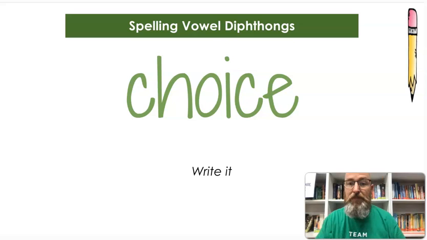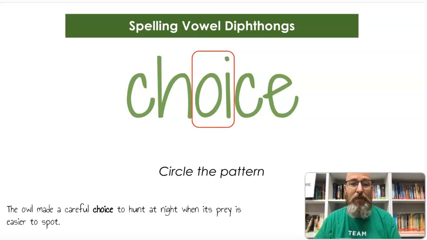C-H-O-I-C-E. And did you find that diphthong? O-I is correct. Let's circle that. The owl made a careful choice to hunt at night when its prey is easier to spot. At least for the owls it is.